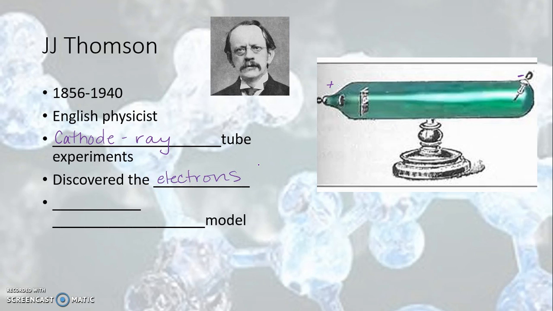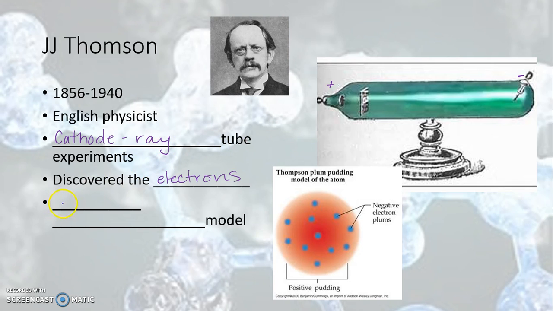So he came up with his own theory of the atom, and he said that it was like plum pudding. So we call it the plum pudding model. What that is, is that he said that there's these negative electrons, the little blue things, those are negative electrons, and they're just kind of floating around. They're just kind of there, and they're dispersed in this red positive pudding. It's just positive stuff.